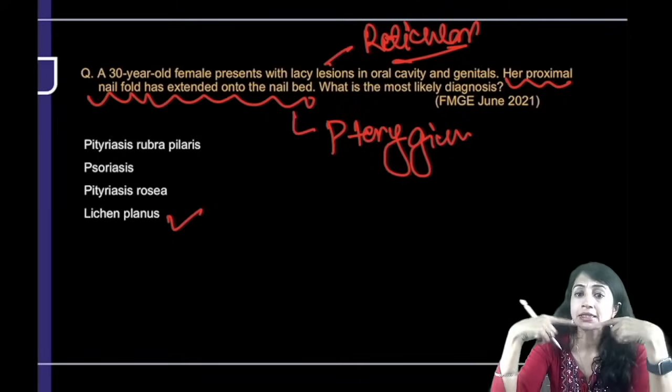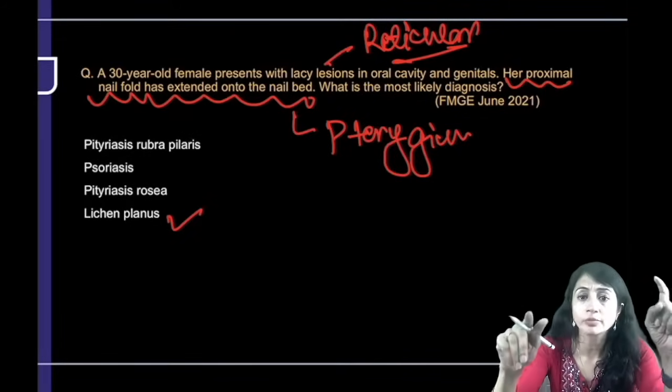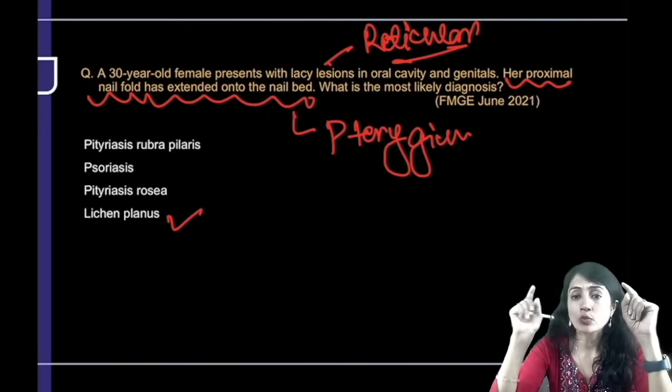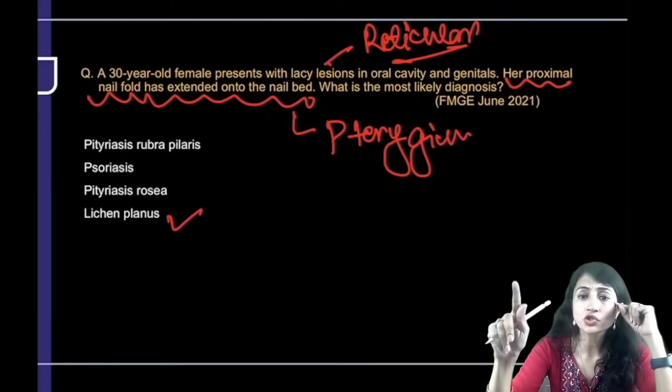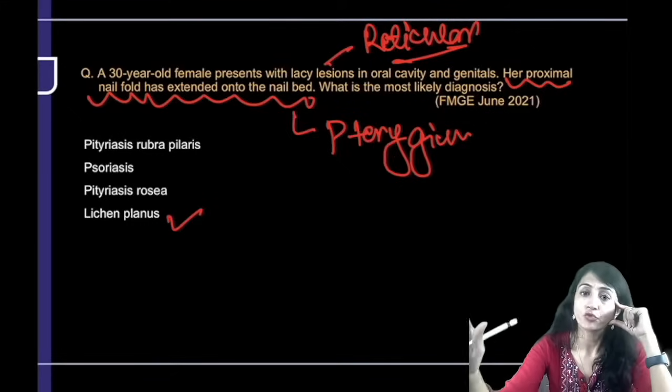And lichen planus can affect my oral mucosa. There are various manifestations. The most common is the oral reticular pattern, and this is symptomatic. And what is the symptom? Patient will give you history that the patient has difficulty in eating hot spicy food.